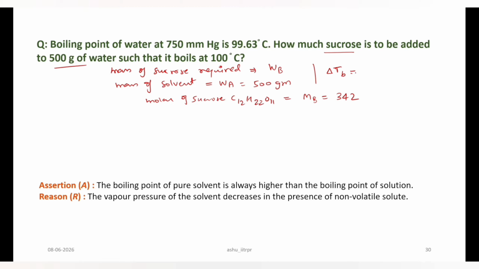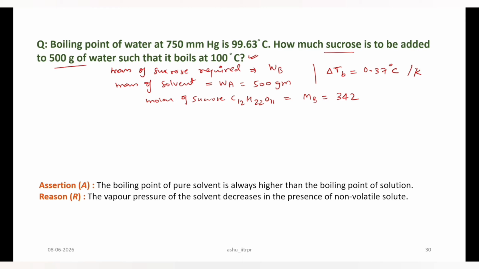So delta TB, what is the value of delta TB? It should boil at 100 degrees Celsius. Right now it is boiling at 99.63. So when we calculate the difference, it comes out to be 0.37 degrees Celsius, because it is given in degrees Celsius. Either you take degree Celsius or Kelvin, this is important.